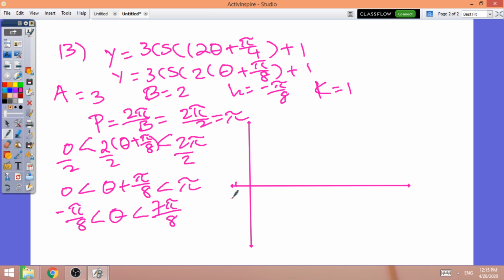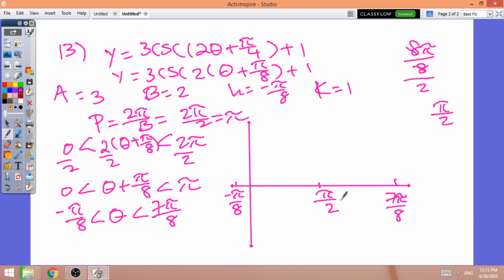So negative pi over 8 is over here. So 7 pi over 8 is over here. And then half of the distance between negative pi over 8 and 7 pi over 8 would be 8 pi over 8 divided by 2, which is pi over 2, because this one got canceled. So pi over 2 is right here in the middle.